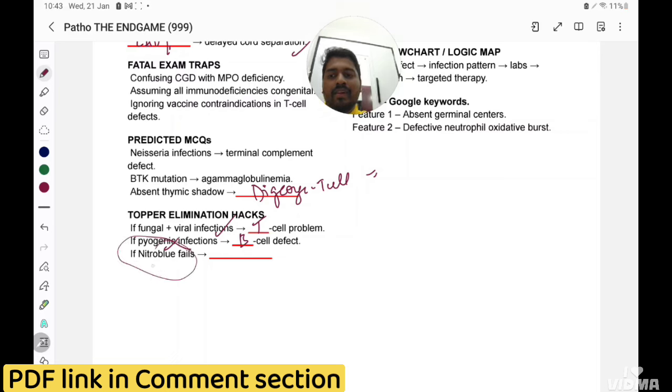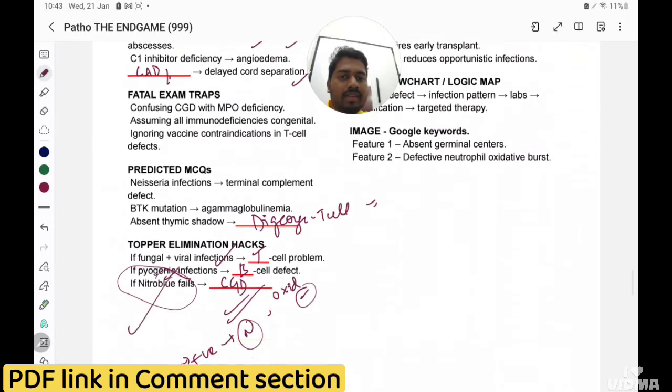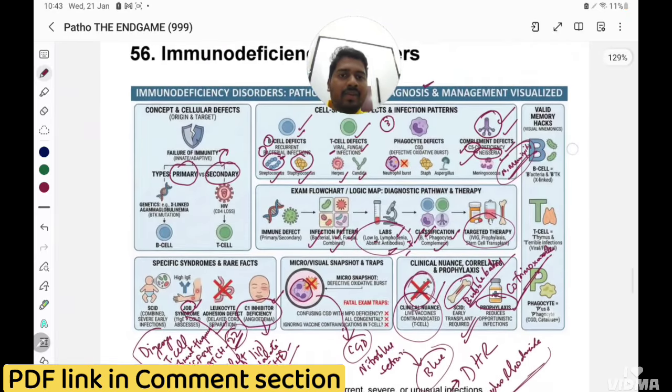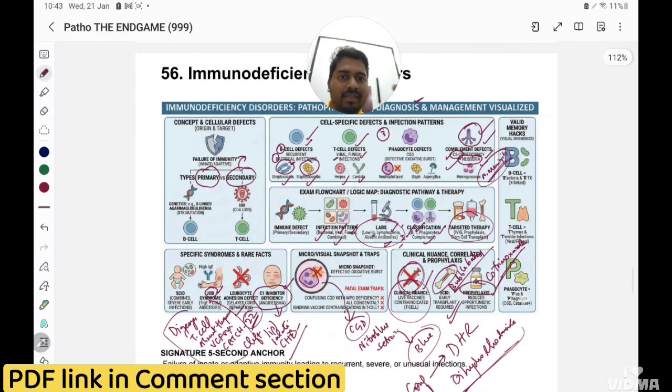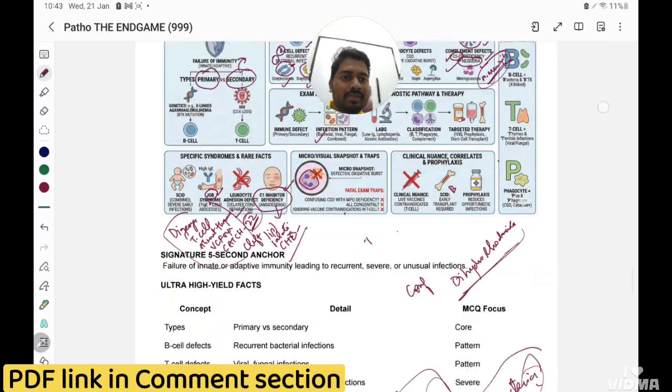If nitro blue is positive, that is, blue color is there, it is normal. If it fails, then it is nothing but CGD, that is, oxidative burst is absent. Okay, that's it. I think you will get all the information from this one to solve MCQs. All headings mentioned here are nothing but keywords used in the MCQs.